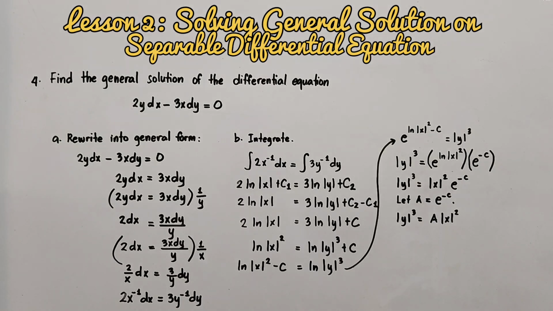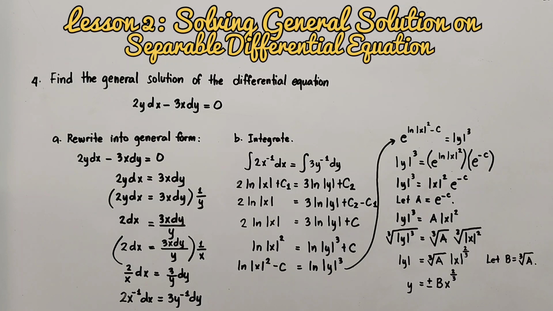On the left is the absolute value of y cubed, and on the right are the factors of e power ln absolute value of x squared minus c. For the first factor, since e and ln are inverses, we can cancel them, so the remainder is absolute value of x squared, copy e power negative c. And since e power negative c is any real number, then we will let a equals e power negative c. So our equation now is absolute value of y cubed equals a times the absolute value of x squared.